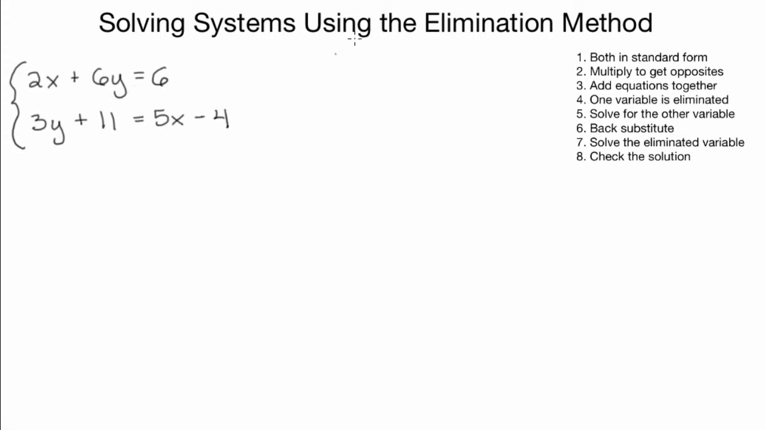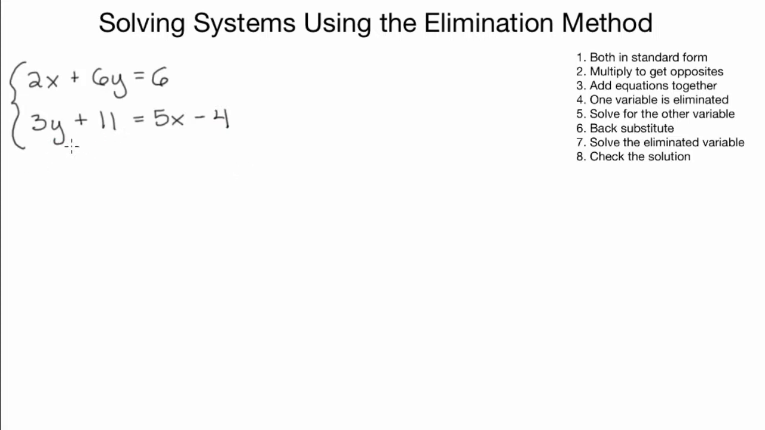All right, so the elimination method. If I want to use that method, my goal is to add the equations together. So step 1 is to get them both in standard form. I want to line up the x's, line up the y's, line up the constants, and make everything easy to add. The first equation, 2x plus 6y equals 6, is in standard form. But the bottom one, I have some work to do. I have to rearrange that equation to get x first, y second, the constants over.